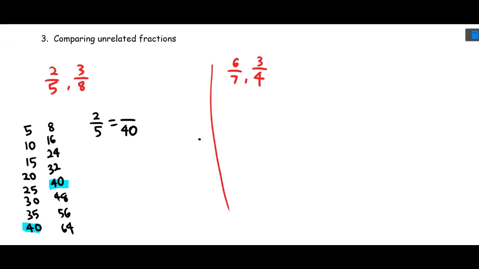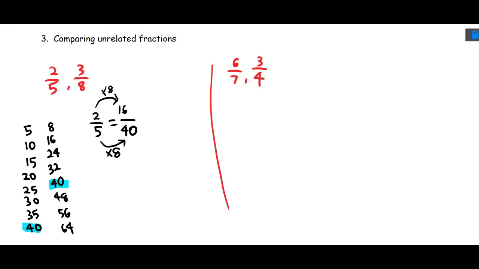Okay. So in order to get 40, I will need to multiply 5 by 8. And to get equivalent fractions, my numerator has also to be multiplied by 8. So this gives me 16 in my numerator.